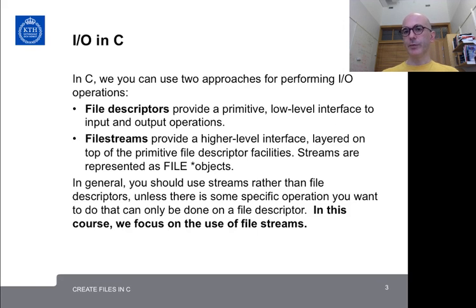We have two strategies for performing I/O operations in C. First, we can use file descriptors that provide a primitive low-level interface to input and output operations. Second, we can use file streams that provide a higher-level interface layer on top of the primitive file descriptor facilities. Streams are presented as file objects.